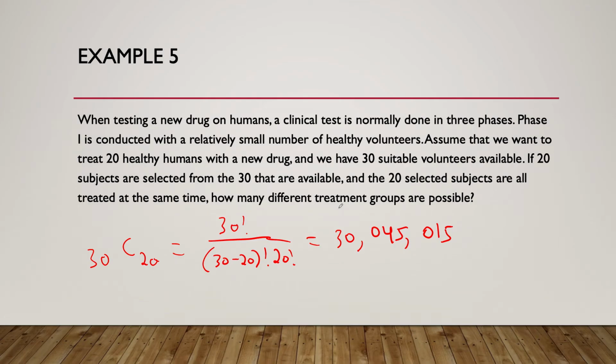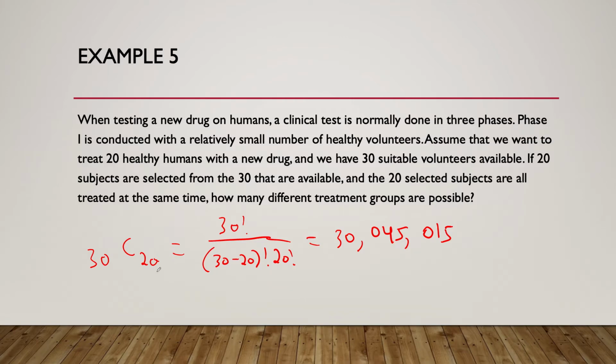So, for example, when testing a new drug on humans, a clinical test is normally done in 3 phases. Phase 1 is conducted with a relatively small number of healthy volunteers. Assume that we want to treat 20 healthy humans with a new drug and have 30 suitable volunteers available. If 20 subjects are selected from the 30 that are available, and the 20 selected subjects are all treated at the same time, how many different treatment groups are possible?